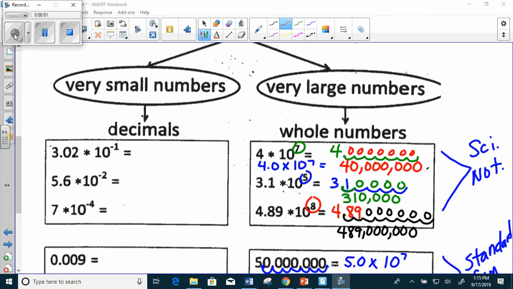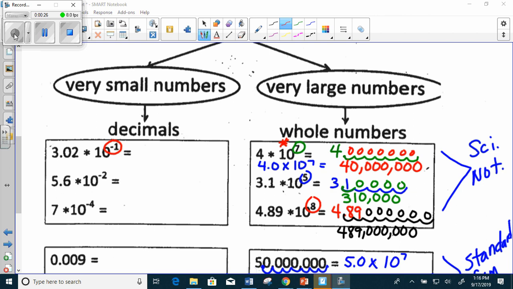Let's talk about numbers that are very small. And looking at the left column, how do you know that these numbers are very small? Well, one indication, whenever you have a negative exponent, you know that your numbers are going to be very small. Compare that to your numbers right here that are very large. They have a positive power of 10. So those are your two keys right there.